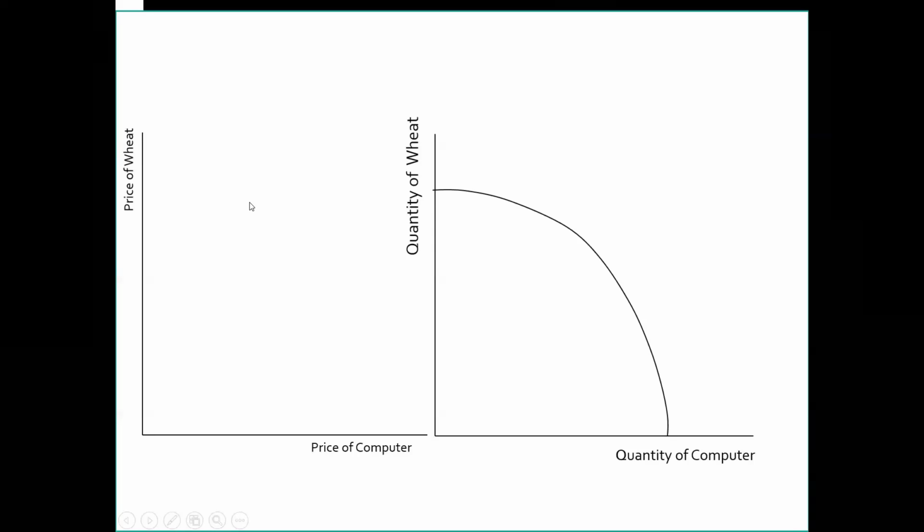So suppose now we are comparing a similar diagram. We have quantity of wheat and quantity of computer, and we are comparing in the PPF, and we have price of wheat and price of computer. So it is the price ratio line. Okay, so let's see.